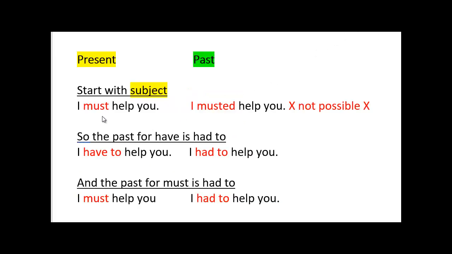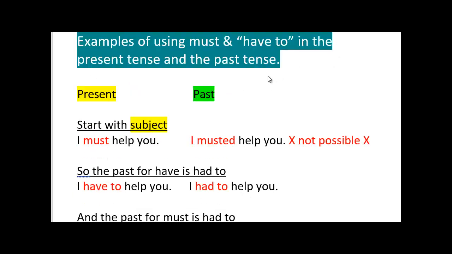Here are some examples of using must and have to in the present and in the past. Okay, let's start with must. Here is a sentence that starts with a subject. So, I must help you. That is the present, which is okay. Now in the past, you can't say I musted help you. Not possible.